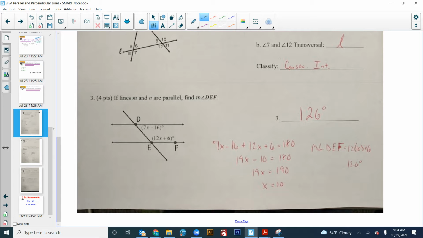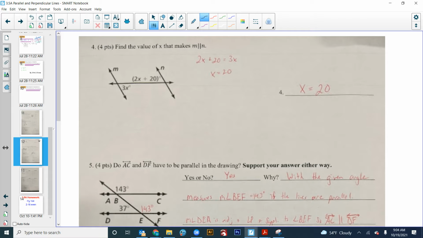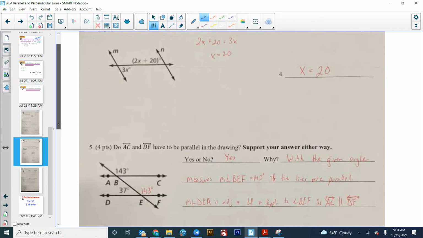These two, because the lines are parallel, find the measure of those angles. So you don't set those equal. Those are same side interior or consecutive interior, and if the lines are parallel, they should add up to equal 180. You got x equals 10, plug it in, 126. You guys did pretty well on that one as well. To make them parallel, those two alternate interior angles need to be congruent. X equals 20. You guys did really well on that.